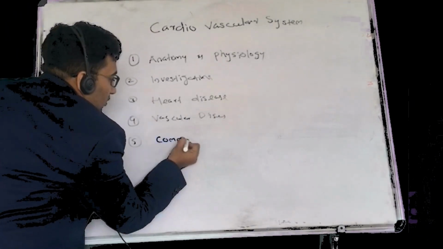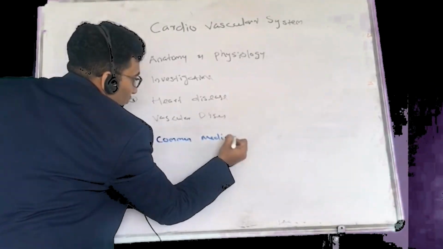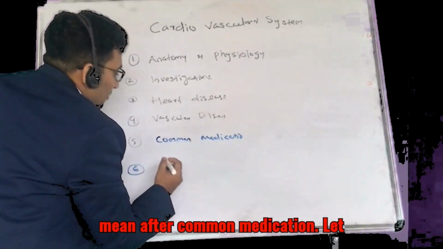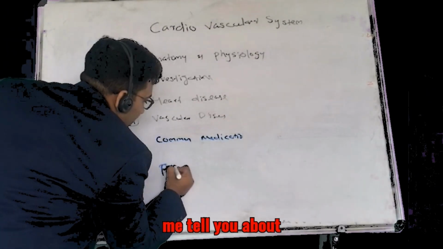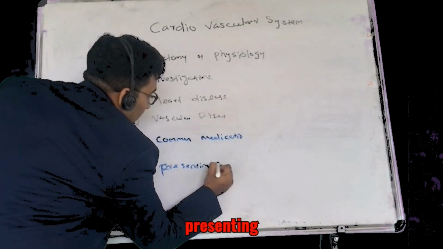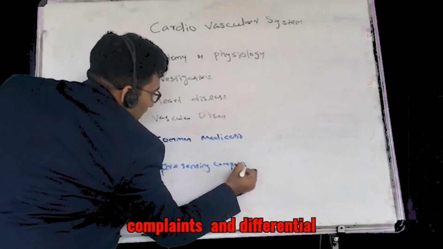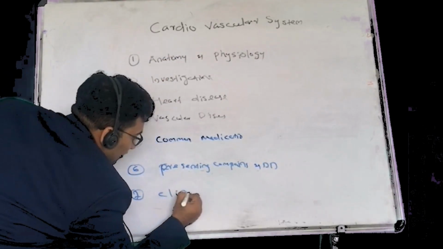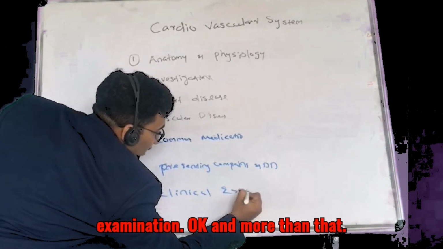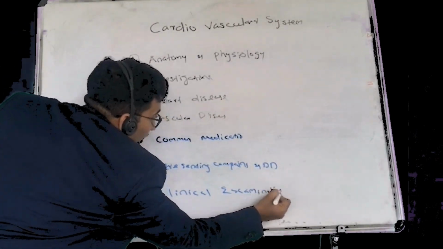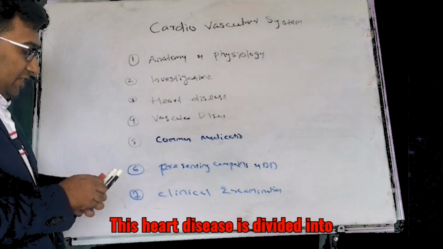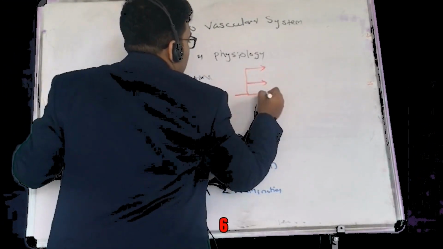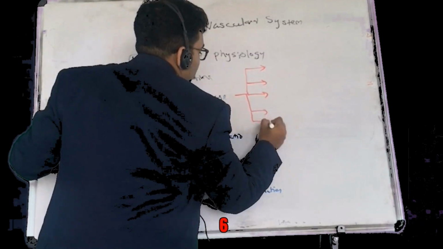Fifth one is common medications. And sixth one, after common medication, is presenting complaints and differential diagnosis. Seventh one is clinical examination. And more than that, heart disease is divided into six categories.